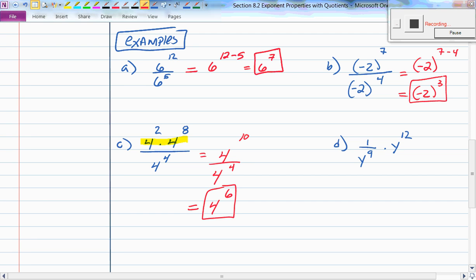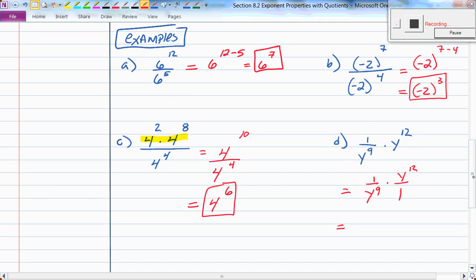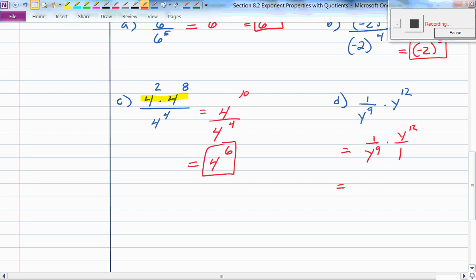Awesome. And then lastly, part D, we have 1 over y to the 9th times y to the 12th. Well, that's the same thing as 1 over y to the 9th times y to the 12th over 1. And what do you do when you multiply two fractions together? You go straight across. So that's just y to the 12th divided by y to the 9th. And since they have the same base, y to the what power? Yeah, 12 minus 9 gives me an answer of y to the 3rd.